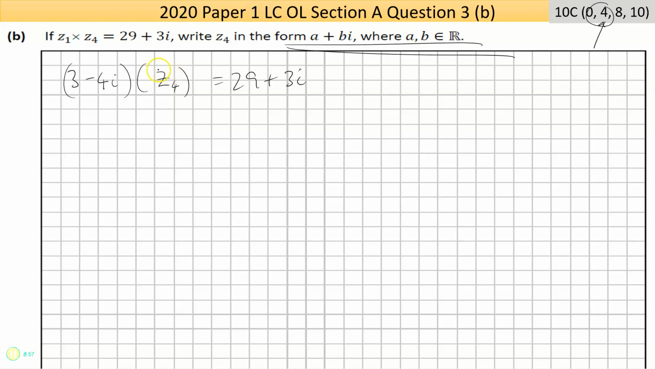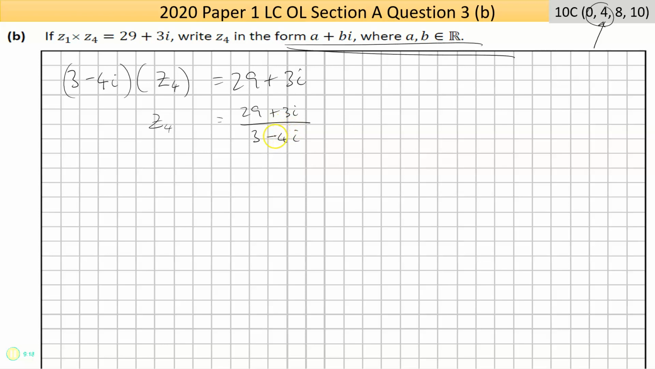You go, look, I want Z4 on its own. I want to know what Z4 is. So let's move everything to the far side. So if I do that, this 3 minus 4i is being multiplied by Z4. When it moves over to the far side, it does the opposite. And it divides into everything on the far side.